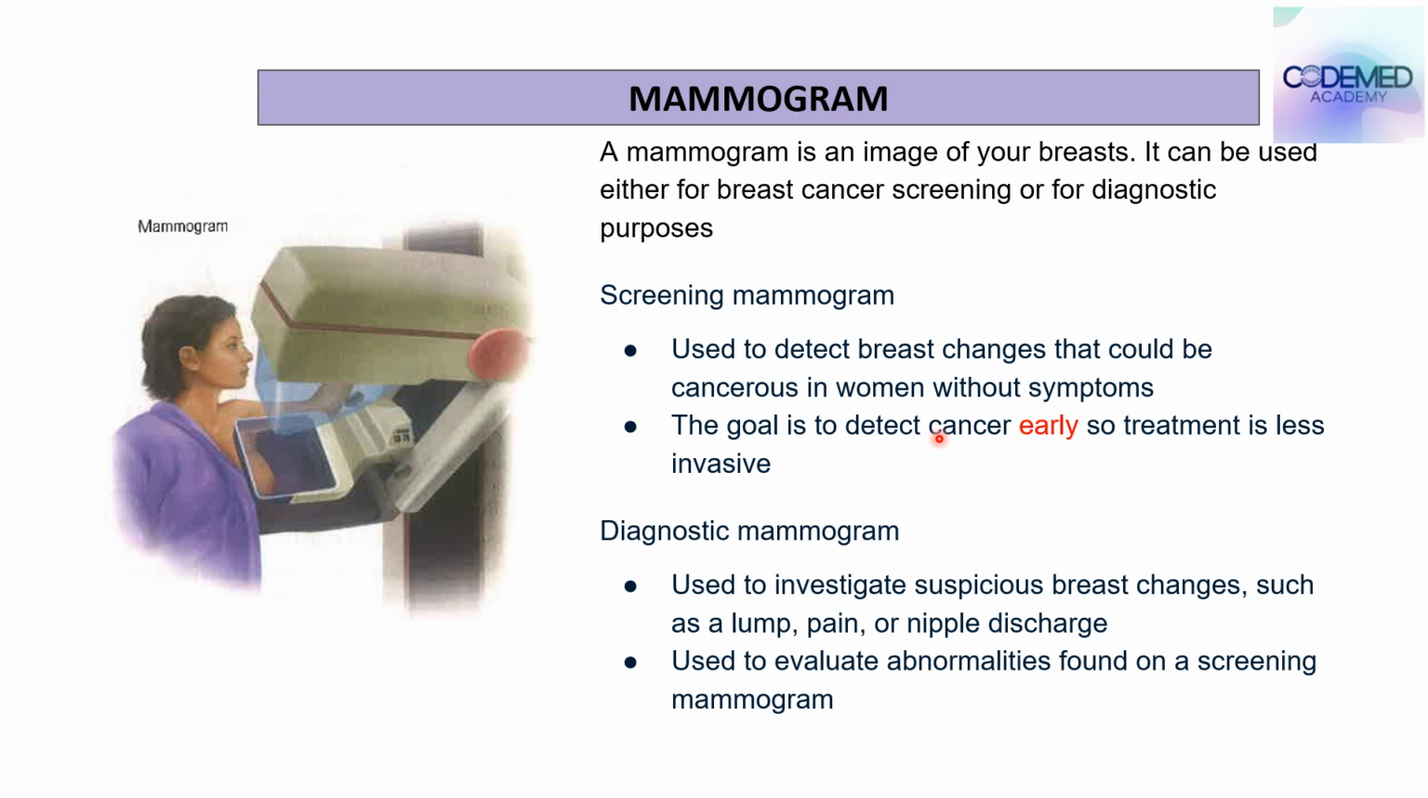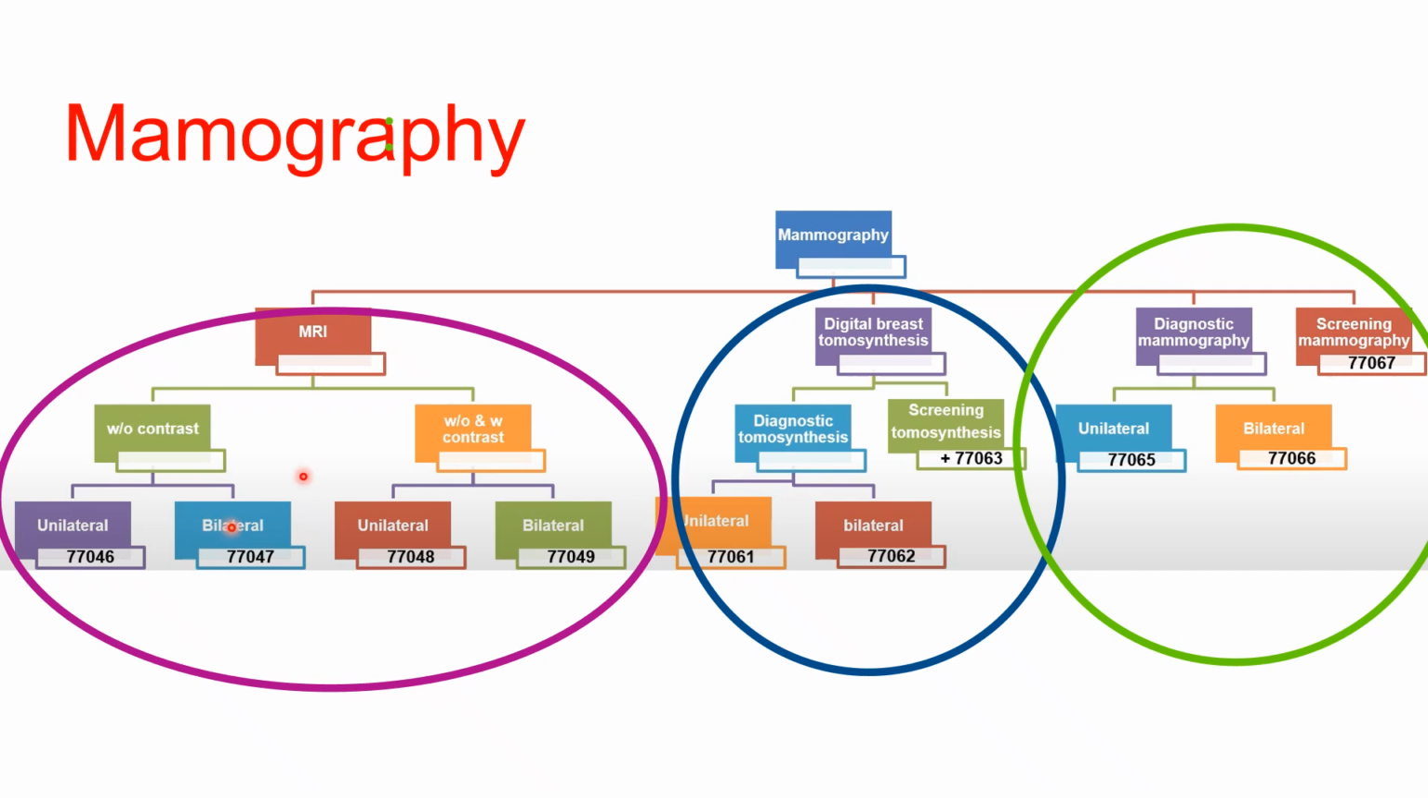While the diagnostic is basically whenever the patient is having a pain in the right breast, the doctor will take the images of the right breast to find out the problem. So this mammography is done by the MRI imaging, then digital breast tomosynthesis or the X-ray imaging. So there are three modalities that we use in order to take the images of breast.